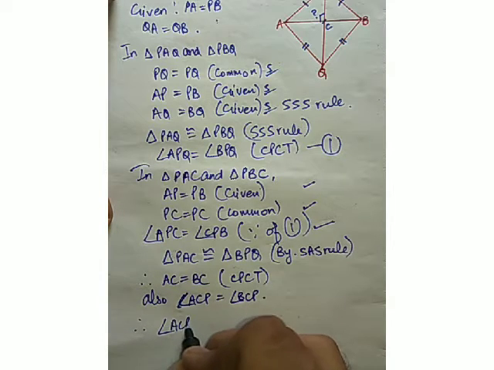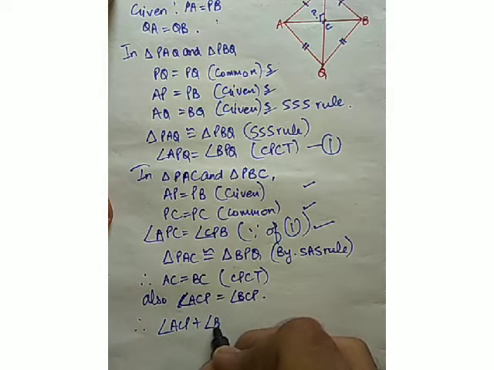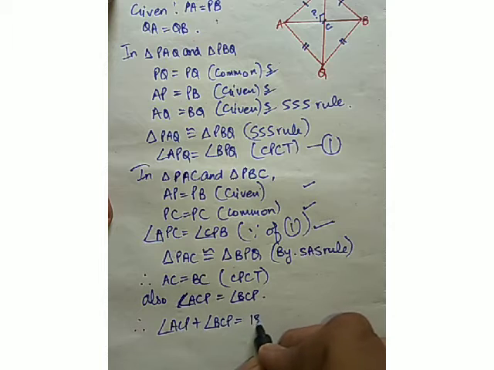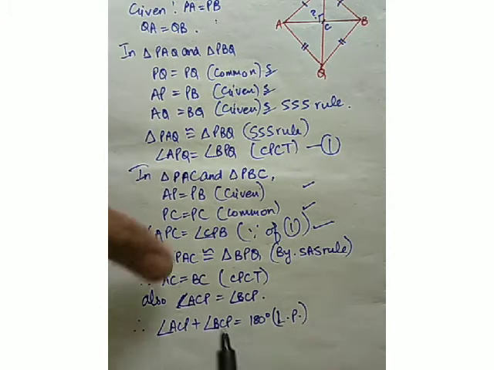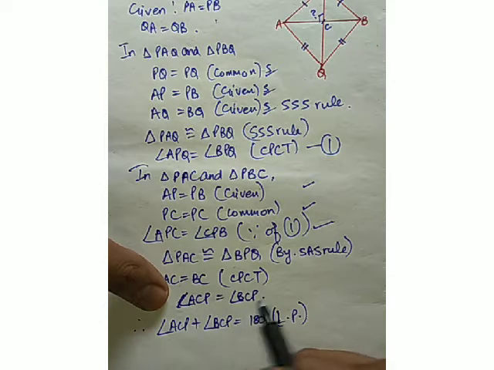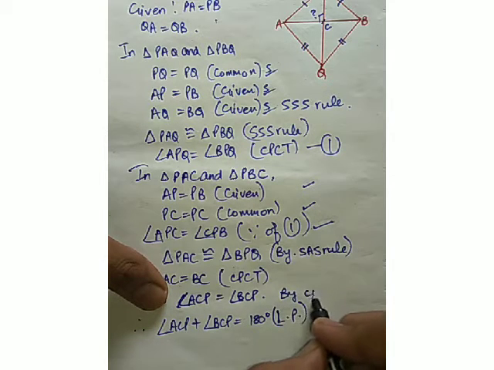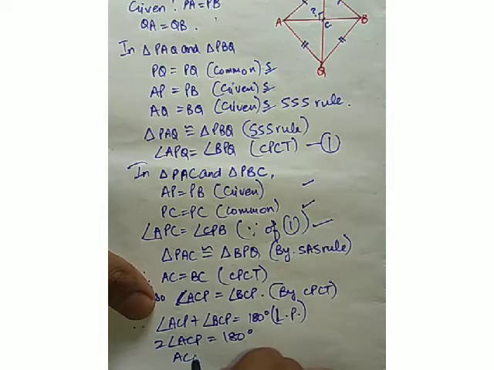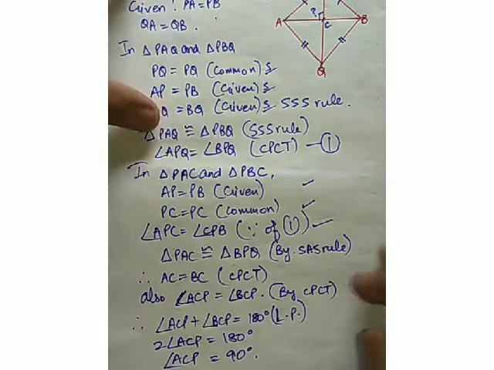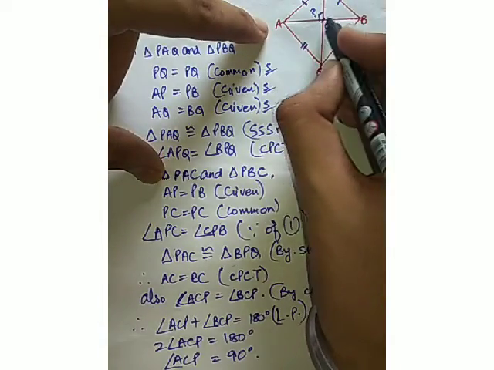Angle ACP plus angle BCP is equal to 180 degrees. Why? Because these are forming a linear pair. We have just written ACP is equal to BCP by CPCT. So you can write that 2 of angle ACP is equal to 180 degrees, or you can write that angle ACP is equal to 90 degrees. So yeah, these two angles are now 90 degrees.